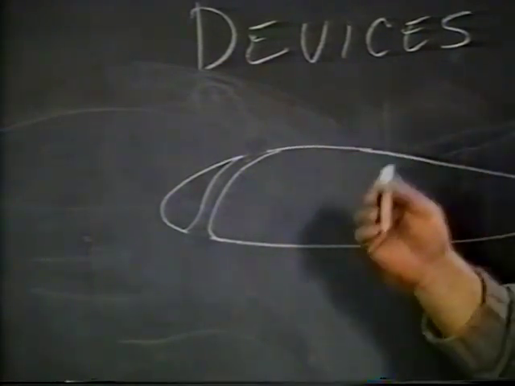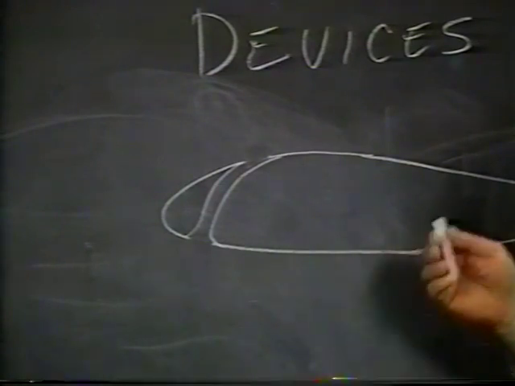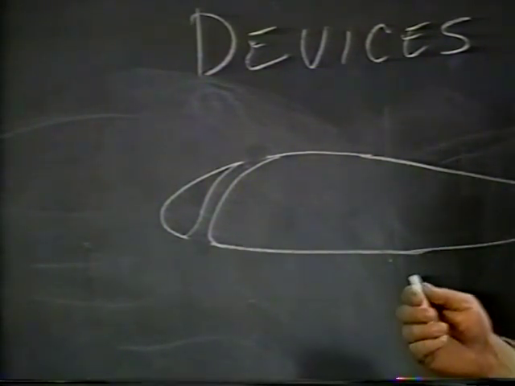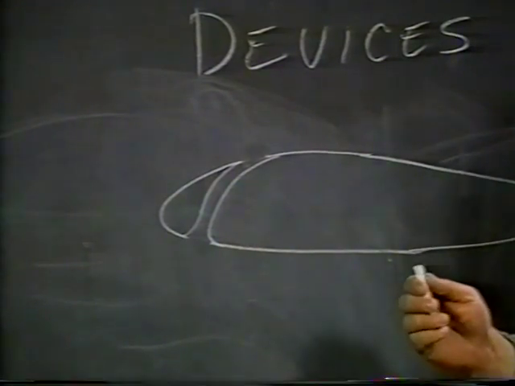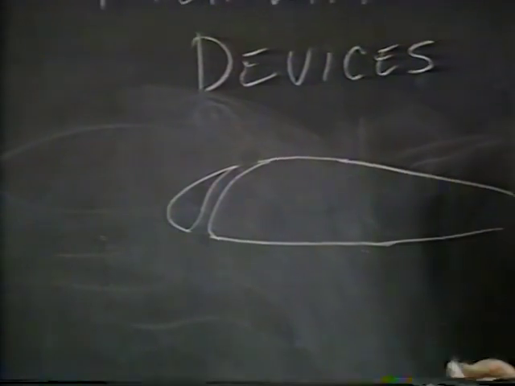Most of these leading edge devices we're going to talk about now will increase the CL of the wing without even using flaps. But since flaps are relatively easy to build and install, it's not real wise to only use leading edge devices. You should use them in combination.